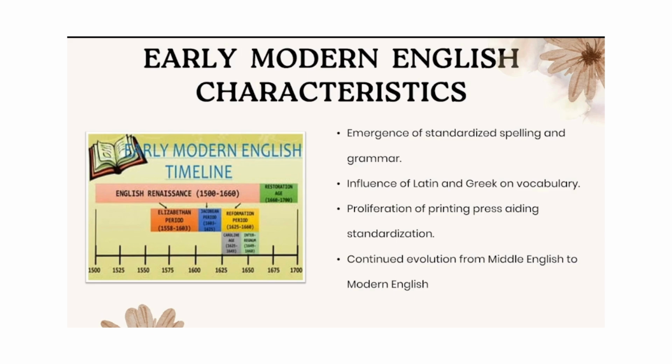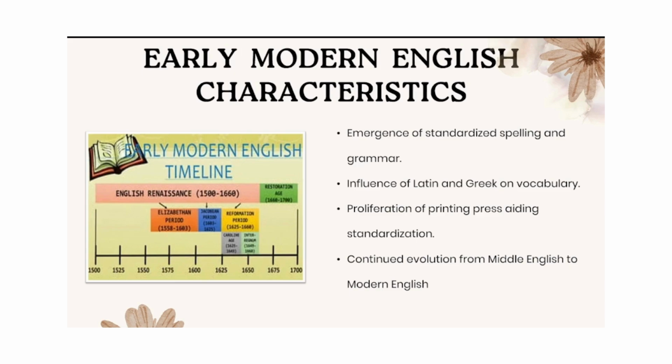The proliferation of the printing press also aided in the standardization of English. With the printing press, books could be produced quickly and in large quantities, leading to an increase in literacy rates and the spread of knowledge. This helped to further standardize English spelling and grammar as printed text became more widely available and influential.